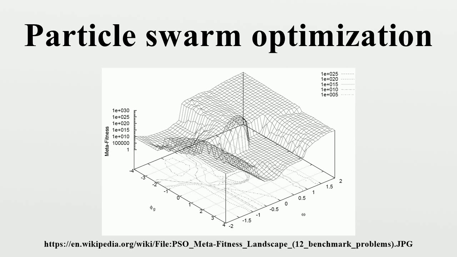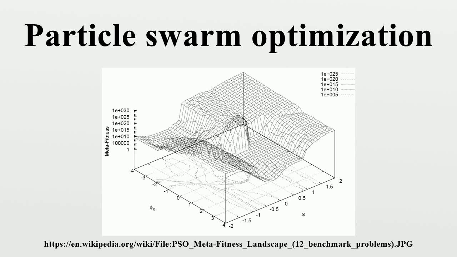Algorithm. A basic variant of the PSO algorithm works by having a population of candidate solutions. These particles are moved around in the search space according to a few simple formulae. The movements of the particles are guided by their own best-known position in the search space as well as the entire swarm's best-known position. When improved positions are being discovered, these will then come to guide the movements of the swarm. The process is repeated and by doing so it is hoped, but not guaranteed, that a satisfactory solution will eventually be discovered.